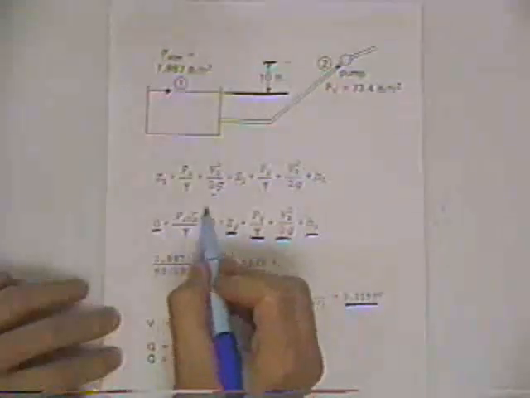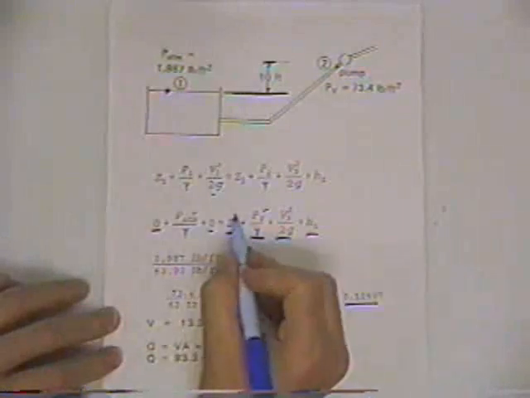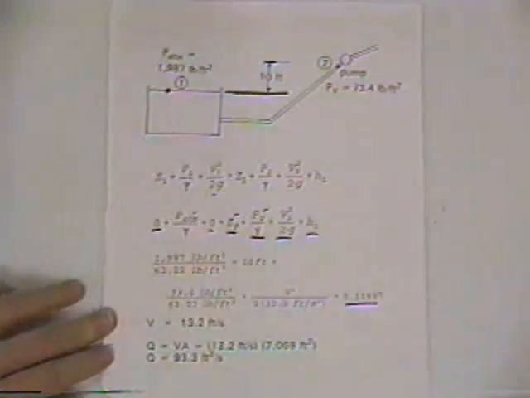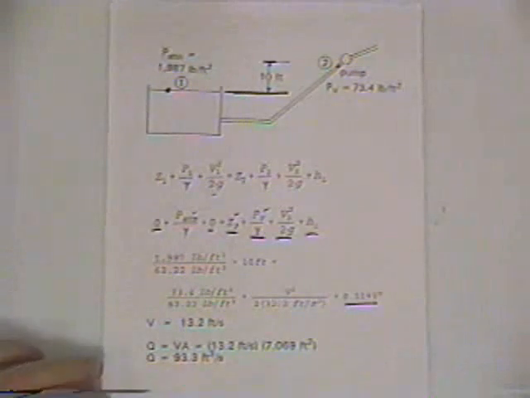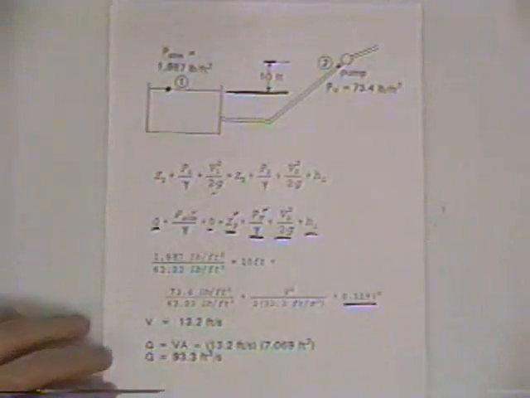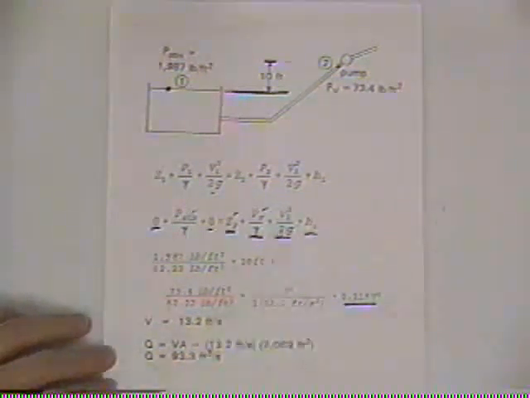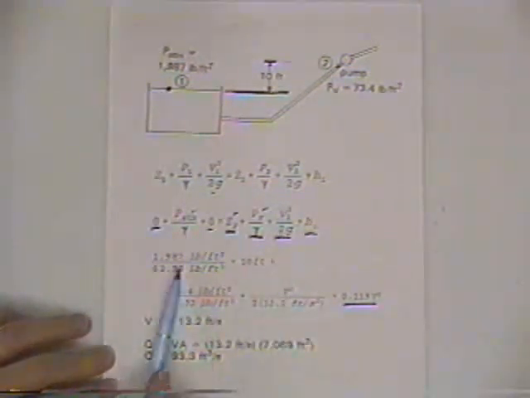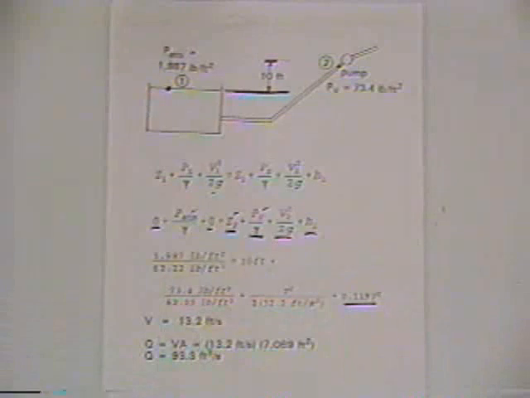And these things we know. We know the atmospheric pressure, we know the vapor pressure, we know the pump is 10 feet above the arbitrary datum there, 10 feet above the water surface in the sump area, and we'll have to compute the velocity. So when we plug in all the numbers, the only unknown is velocity, and we can solve for the velocity.